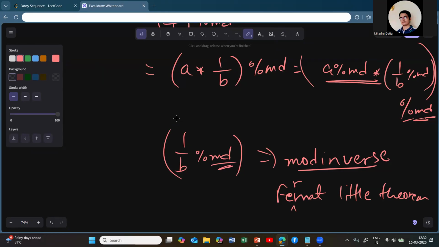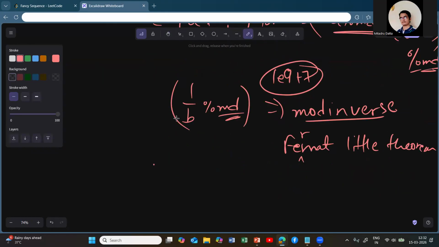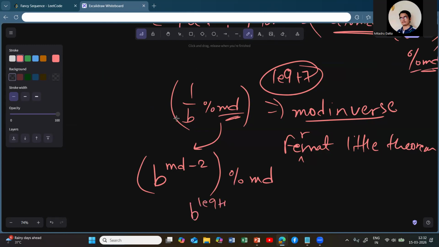Since this mod is also a prime number, which is 1e9 plus 7, Fermat's little theorem will apply to that, and that will be actually nothing but b to the power of mod minus 2. By Fermat's little theorem, this can be written as this, and a whole mod. Now this modulo is a very large number, right? It is 1e9 plus 7. But b to the power 1e9 plus 5, how can you do this? This is a very large number, right?